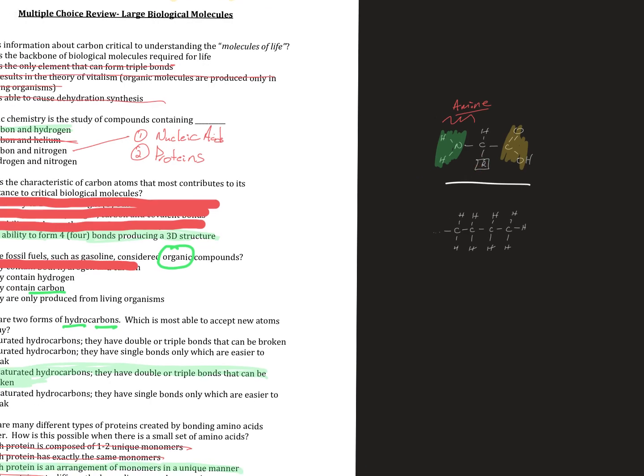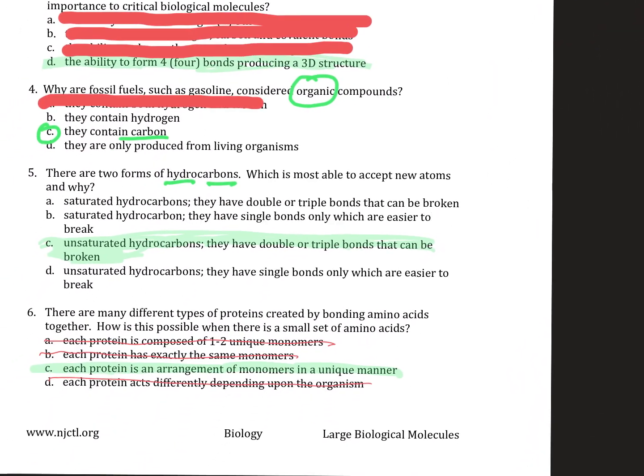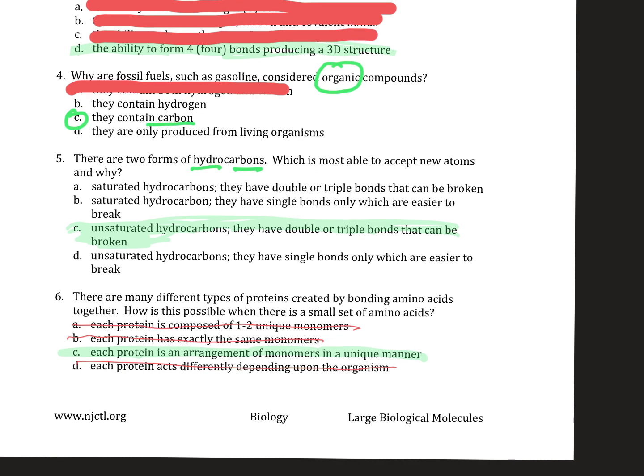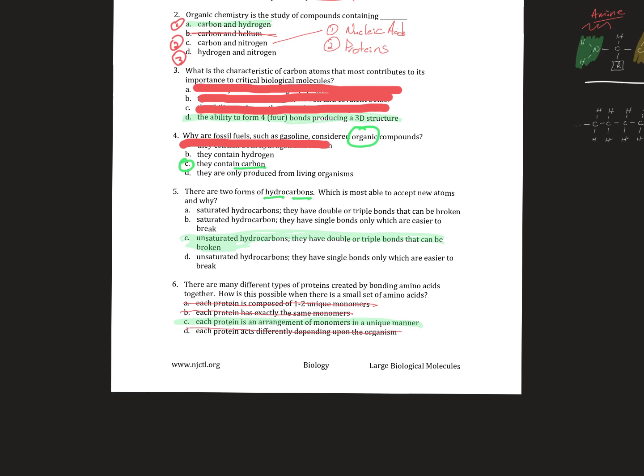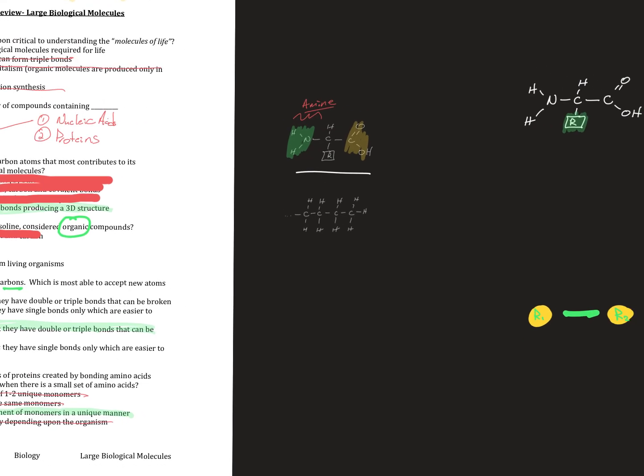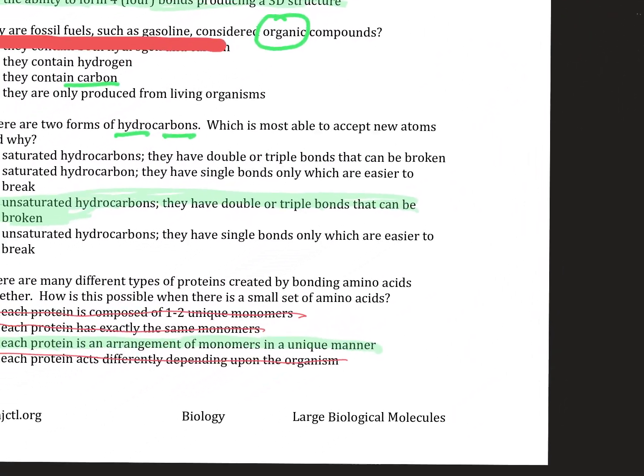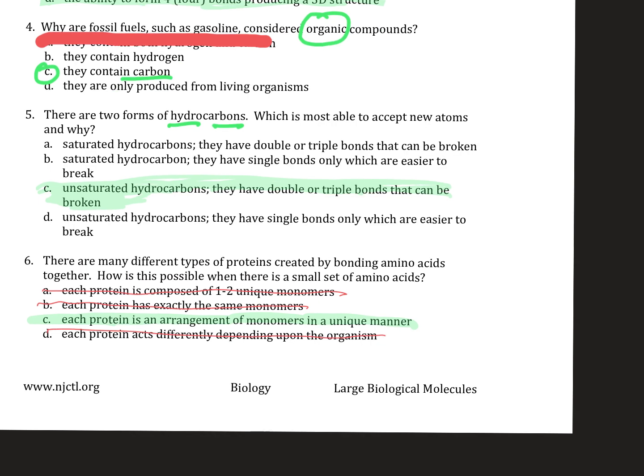But what's going to make a protein different, let's look at the question, is it that each protein is composed of 1 or 2 different monomers? No, there's 20 different monomers, 20 different amino acids, not 1 or 2. Each protein is exactly the same monomer? No, we just said there's 20 different ones. So that's not true. The monomer they're talking about is the amino acid. They use the word monomer for proteins, it's amino acid.